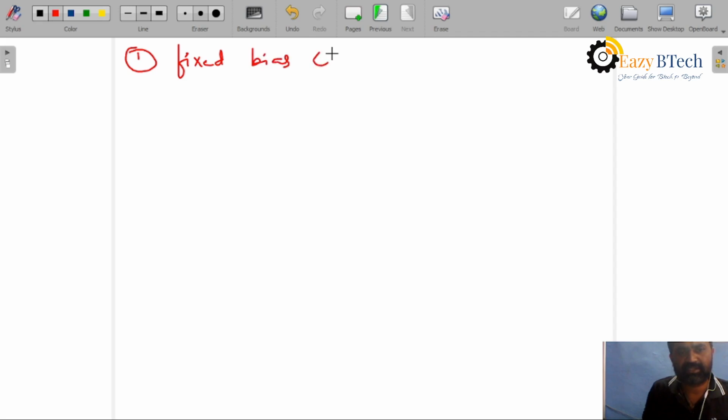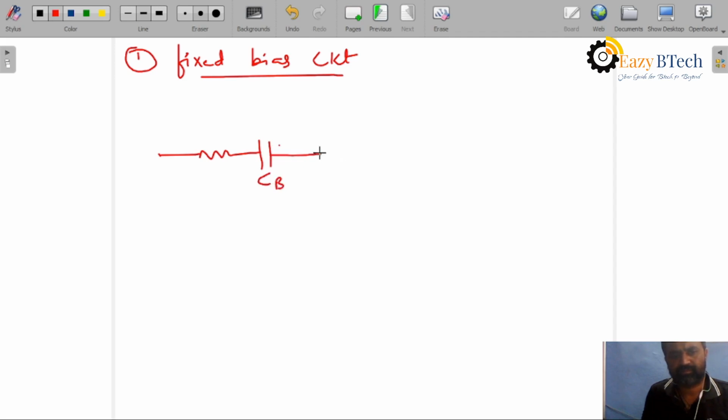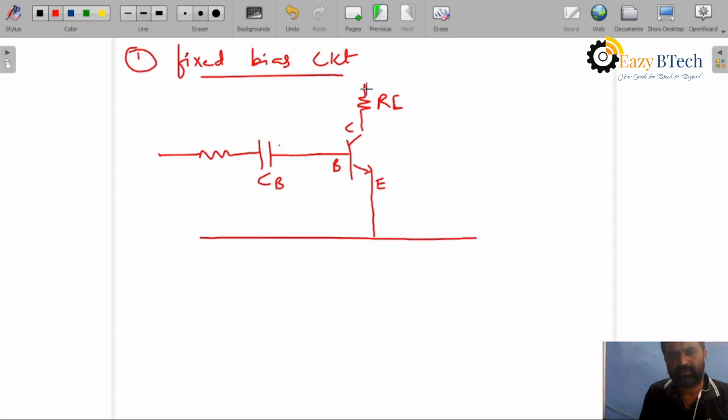Fixed bias circuit. The circuit for fixed bias: it has an emitter, a base terminal, a collector terminal, RC, VCC.